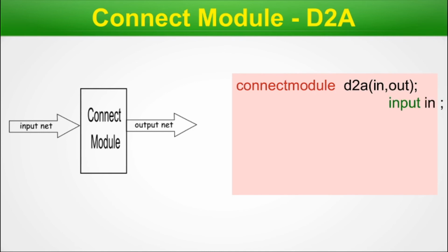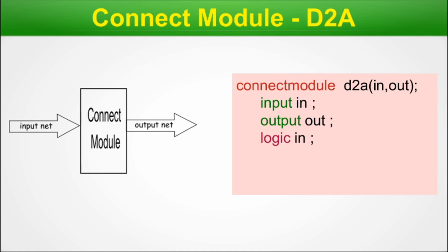So it has in and out. In is an input, out is an output, and the input is logic in nature and the output is electrical in nature. Guys, look, the input is logic, so it is digital, and the output is electrical because electrical is analog nature. So the connect module is defined in such a way that the input is digital and the output is analog, and we end the module with endmodule. This is a basic inside look of the D2A connect module.